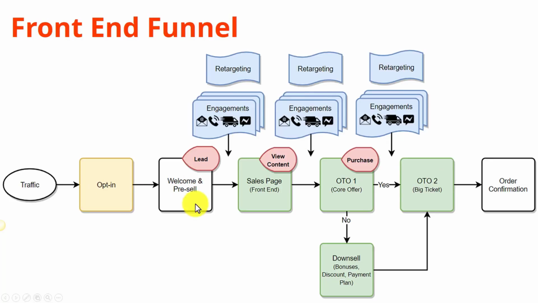So if they opt in and then they don't buy your front end product, you can start engaging with them, showing them ads, sending them emails, etc., bringing them back to this front end product. If they buy the front end product but they don't buy OTO number 1, you could go ahead and engage with them some more to try and sell OTO number 1. And same thing with OTO number 2 right here. And you can use all sorts of different engagements and retargeting ads to just pull people through the funnel and really increase conversion rates.